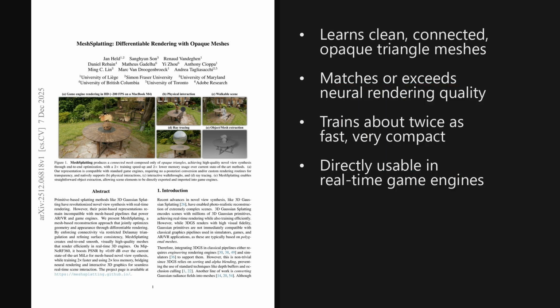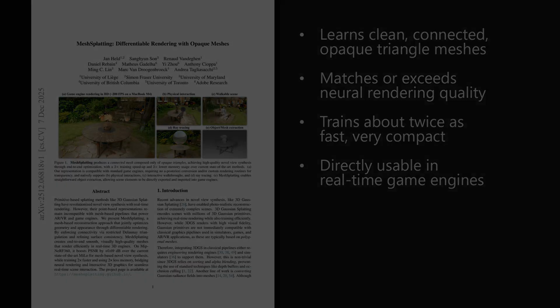I'm Alex. Today we are looking at a paper trending on X, published on December 7th, 2025, about 3 days ago. It introduces a new rendering method called MeshSplatting that directly learns clean, connected, opaque triangle meshes from images, so the final result plugs straight into normal game and virtual reality engines without weird transparency issues or messy triangle soup. The paper is titled MeshSplatting, Differentiable Rendering with Opaque Meshes. And as we will see later, the visual quality and practical usability are both really impressive.